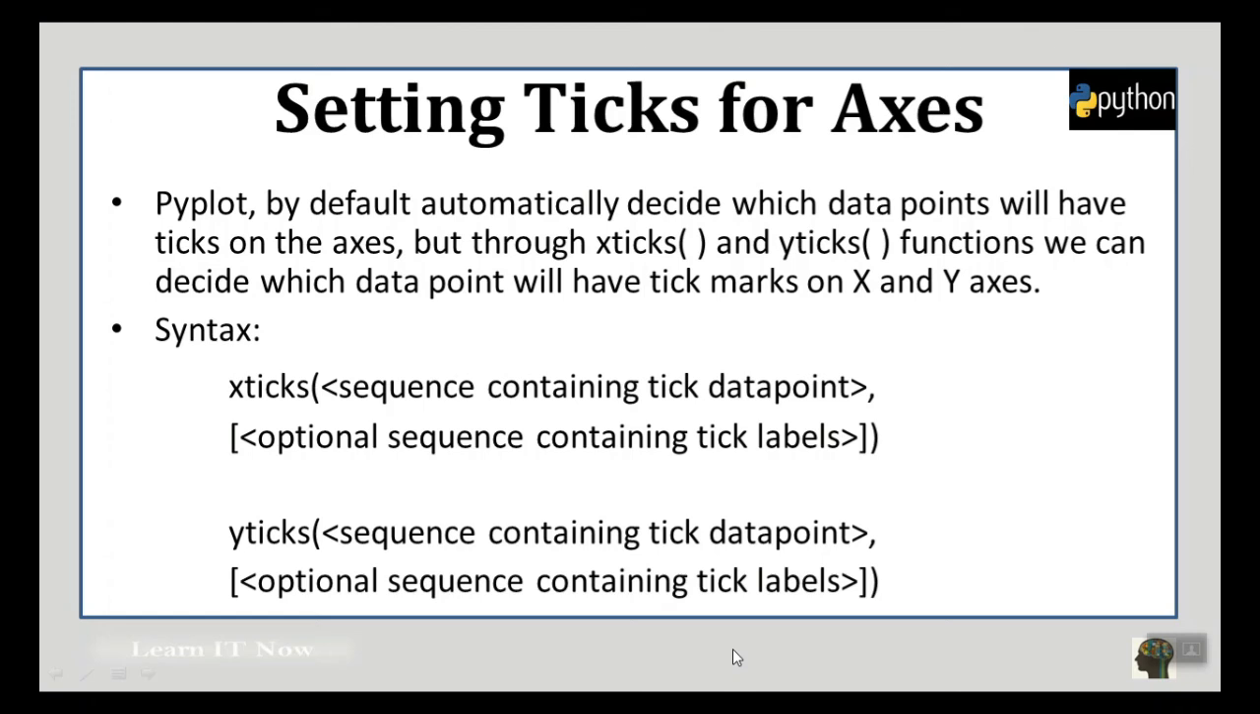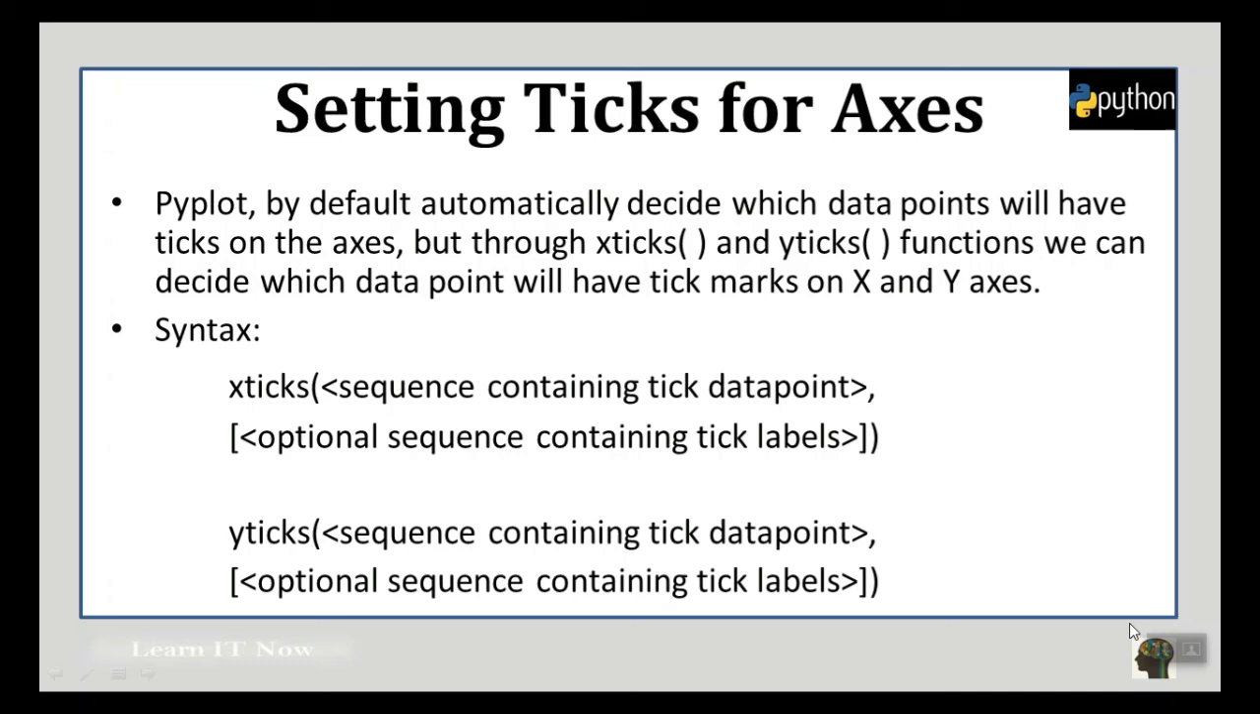Now let's see how to set ticks for the axis. PyPlot by default automatically decides which data points will have ticks on the axis, but through the xticks and yticks functions we can decide which data points will have tick marks on the x and y axis. So for that, the syntax is xticks within brackets a sequence containing tick data points, and the same for yticks within brackets a sequence containing tick data points.